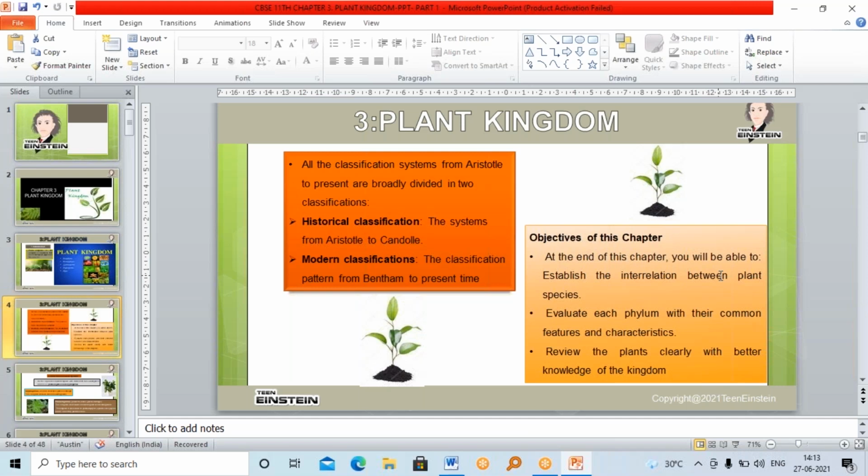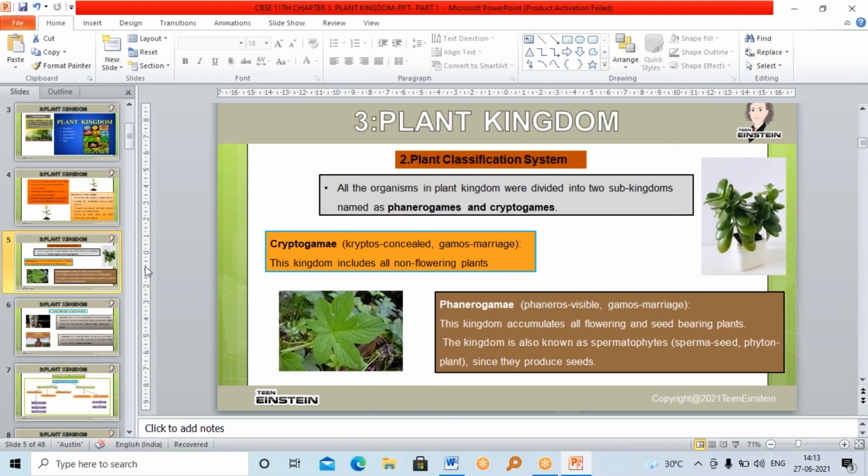And the objectives of this chapter: after completing this chapter, you will be able to explain about plants with a better idea. You will get a better idea about the whole plant kingdom. And you will be able to evaluate each phylum with its particular features, and you can compare the characters of each category. So after finishing the whole plant kingdom, you will be able to explain about plants with more clear ideas, because each phylum or each category will have particular features.